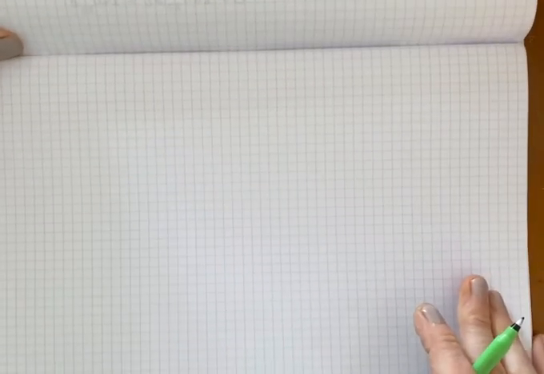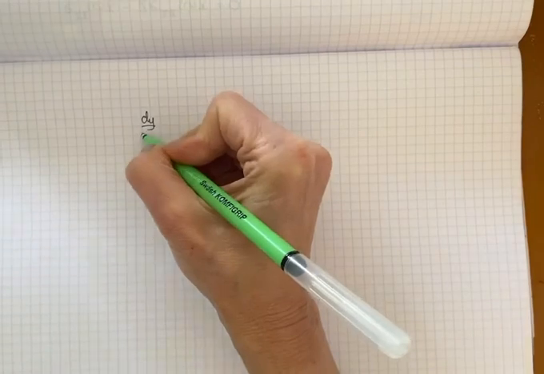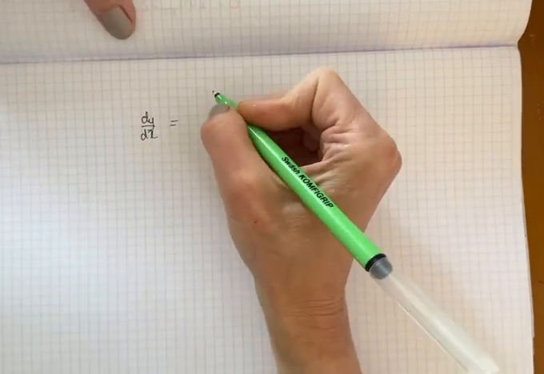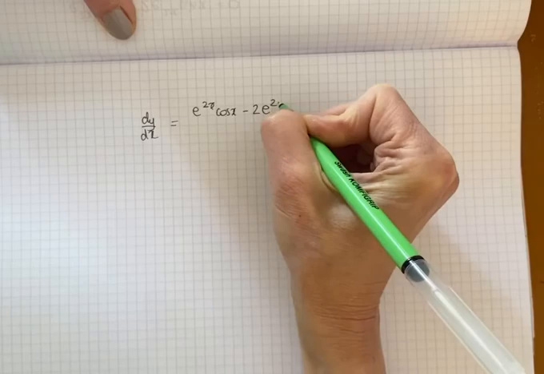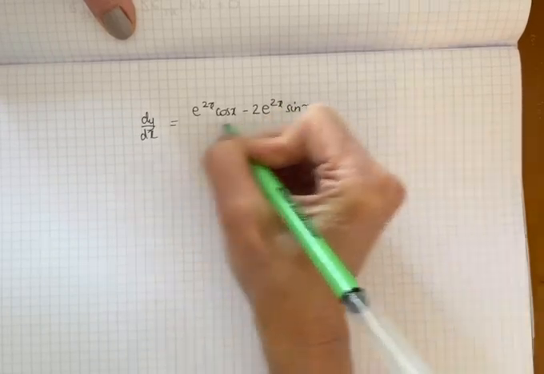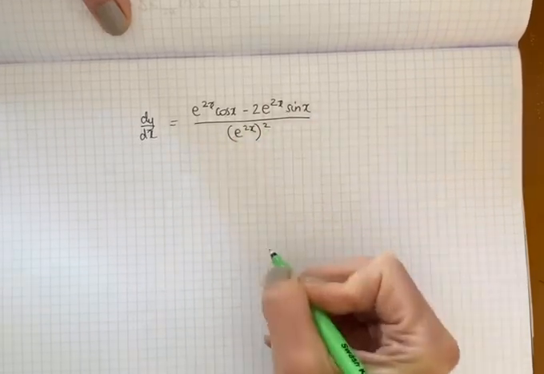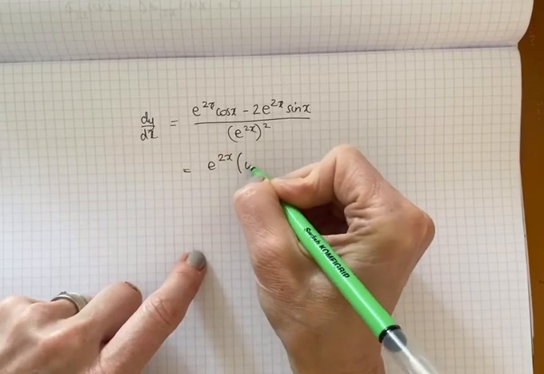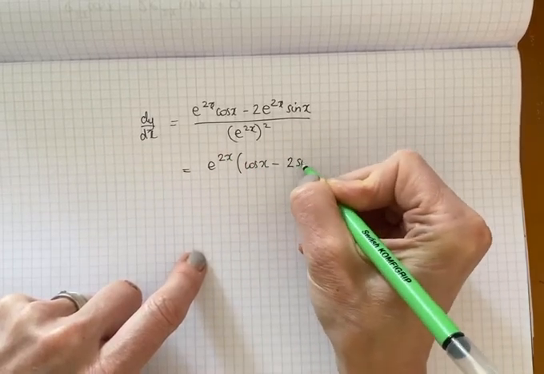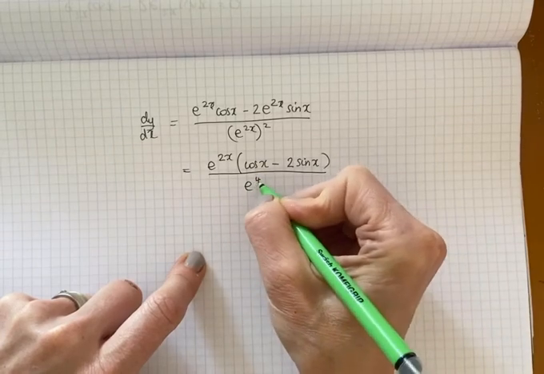So in the previous example, we had to differentiate sine x over e to the power of 2x, and we obtained e to the power of 2x cos x minus 2e to the power of 2x sine x over e to the power of 2x squared. There you go. So what you can do with the numerator, you can factorize e, and that will be a common thing to do in those questions. And in the denominator, you might write it as e to the power of 4x.